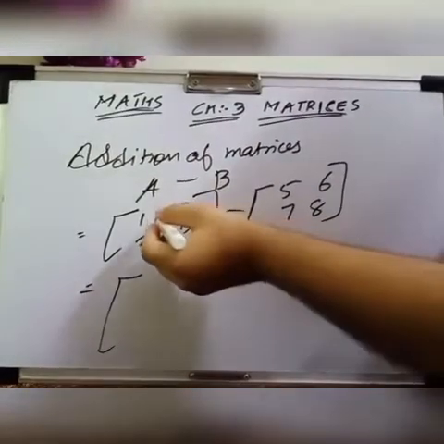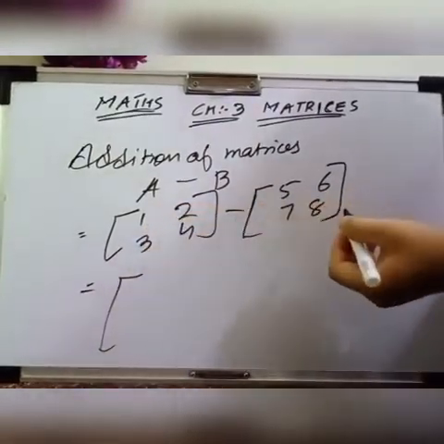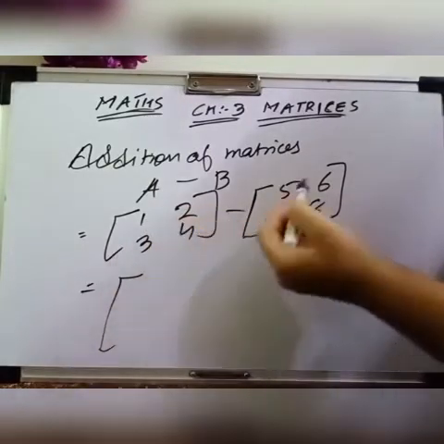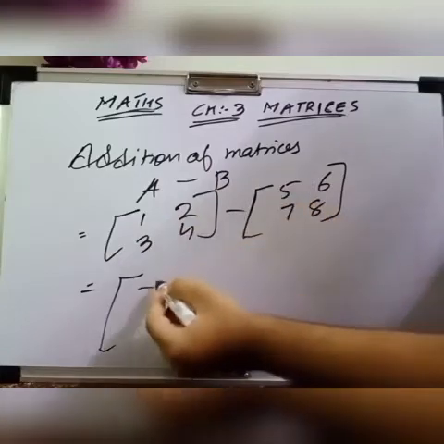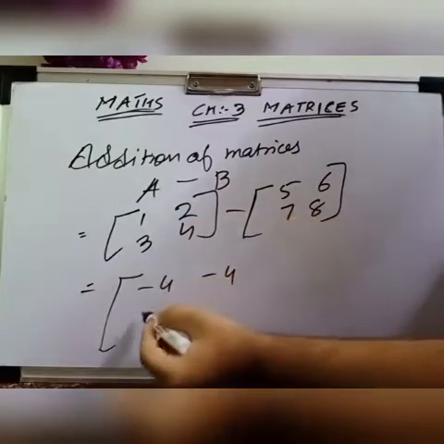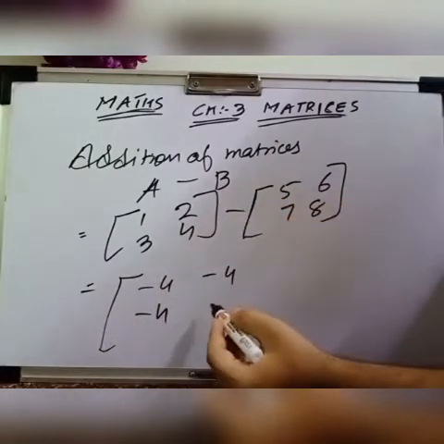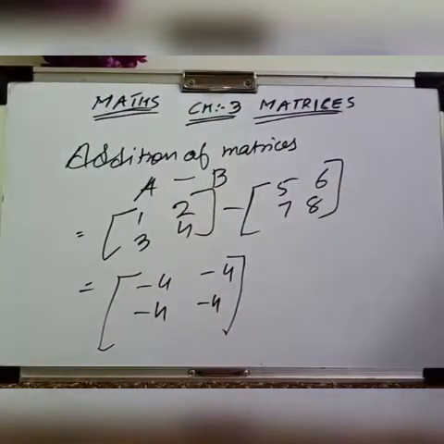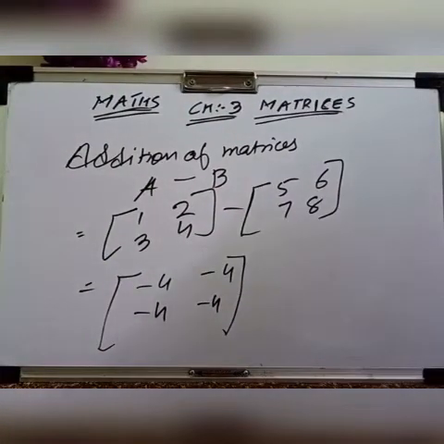Means if I want to subtract A matrix minus B matrix, then I will subtract their corresponding elements. 1 minus 5 I will have minus 4, 2 minus 6 I will have minus 4, 3 minus 7 I will have minus 4, 4 minus 8 I will have minus 4. So this is how the subtraction is carried out, right?